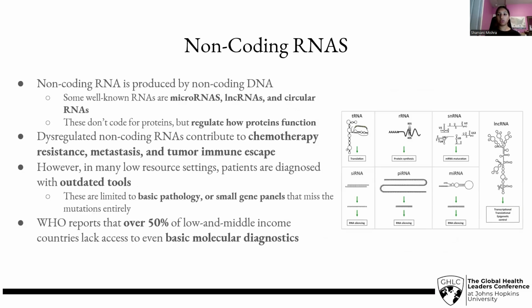Non-coding DNA also produces non-coding RNAs, like microRNAs, lncRNAs, and circular RNAs, that don't code for proteins but regulate how genes function. These molecules influence gene silencing, immune evasion, and more. Studies show that dysregulated non-coding RNAs contribute to chemotherapy resistance, metastasis, and tumor immune escape. Yet in many low-resource settings, patients are still diagnosed using outdated tools, limited to basic pathology or small gene panels that miss these mutations entirely. While high-income countries adopt whole genome testing, the WHO reports that over half of low and middle-income countries still lack access to even basic molecular diagnostics.